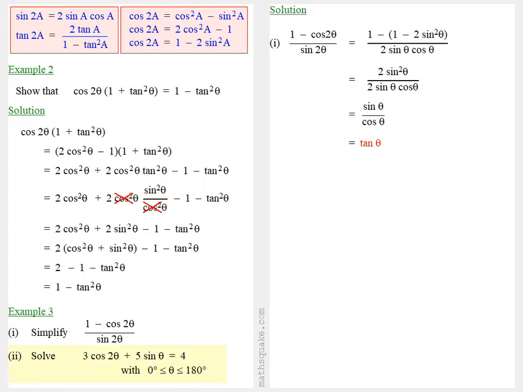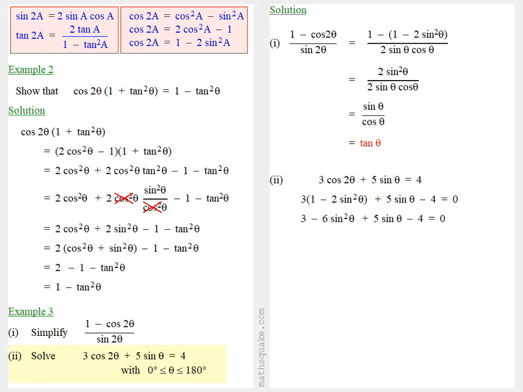Now in example 3 part 2 we're asked to solve the equation 3 cos 2 theta plus 5 sine theta equals 4, with theta lying between 0 and 180 degrees. Well, we start with 3 cos 2 theta plus 5 sine theta equals 4. Now this involves expressions with 2 theta and with theta, so we need to put them all in terms of just theta. And we can change the cos 2 theta into 1 minus 2 sine squared theta to get 3 minus 6 sine squared theta plus 5 sine theta minus 4 equals 0.